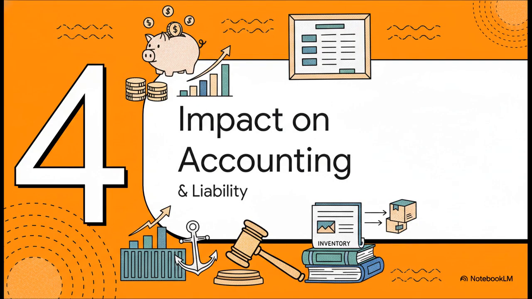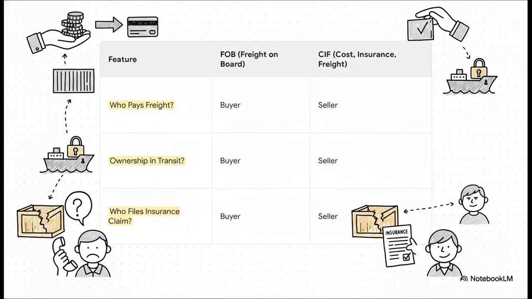And you know, this choice, it goes way beyond just logistics and shipping. This decision sends ripples right into a company's financial statements and its legal liability. It literally changes who owns the inventory on the balance sheet and who's going to have to call the lawyers if things go sideways. This table really just lays out the bottom line.